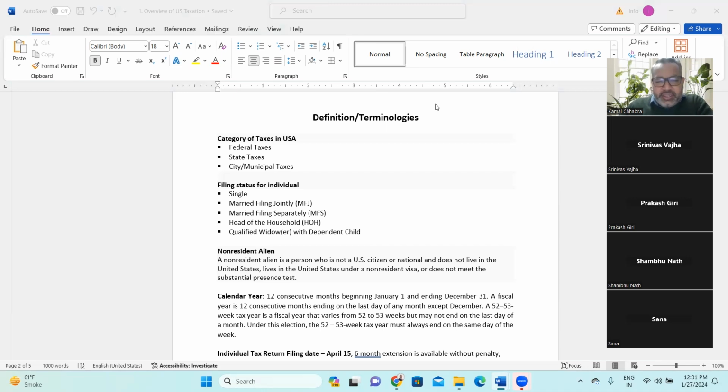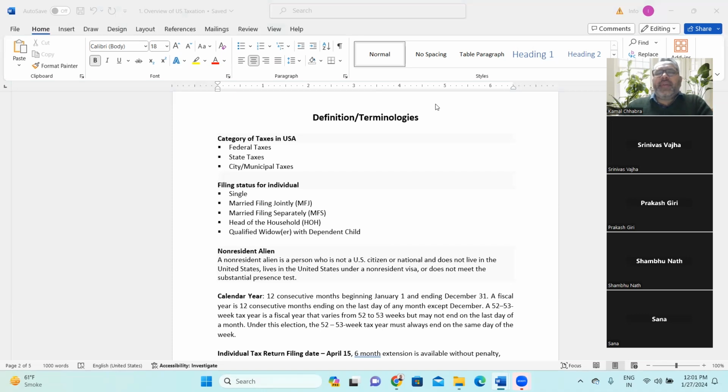There would be certain conditions which we'll be discussing in detail, but this position is slightly better than single, less than married filing jointly. So it will be slightly more beneficial, but not as much as a married filing joint return, right?